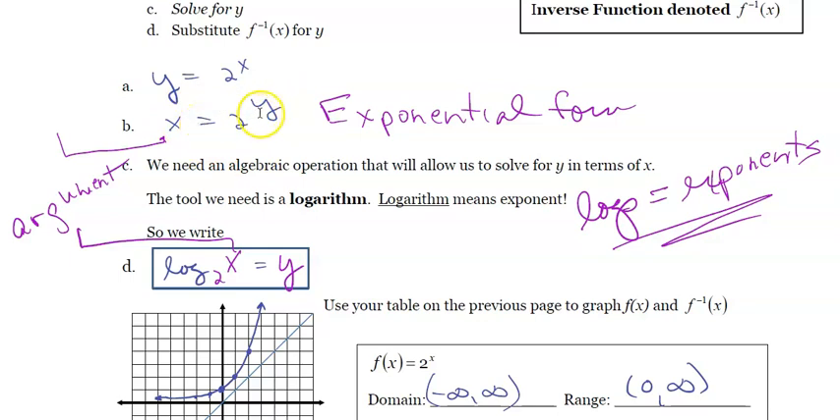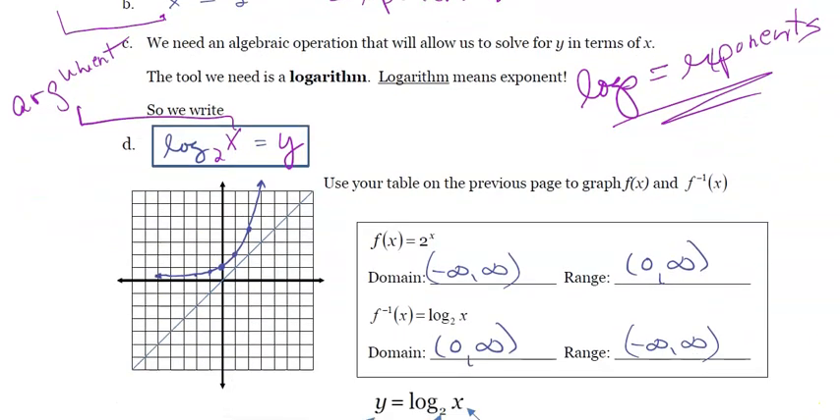You say, find your base. My base is 2. Write this as log base 2. This is the argument. The argument was the x. Logs equal exponents. There we go. We have isolated the y as the exponent. Your inverse function is y equals log base 2 of x. We're going to do a lot of practice with this.